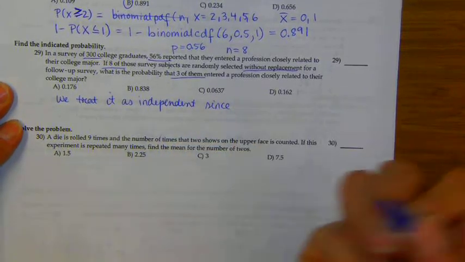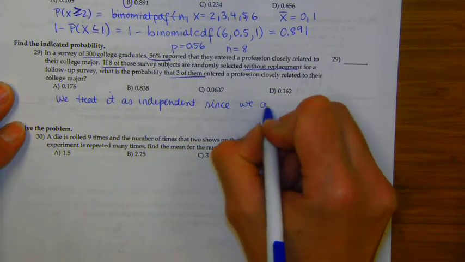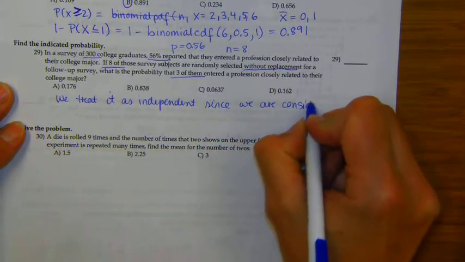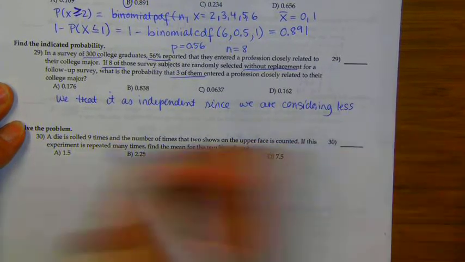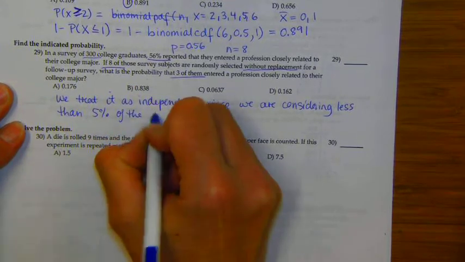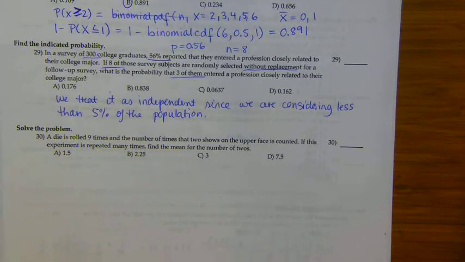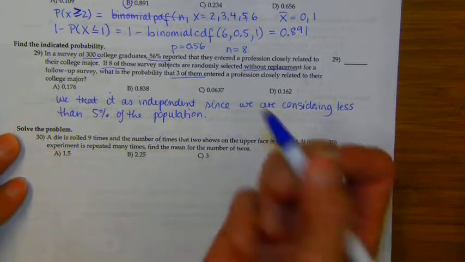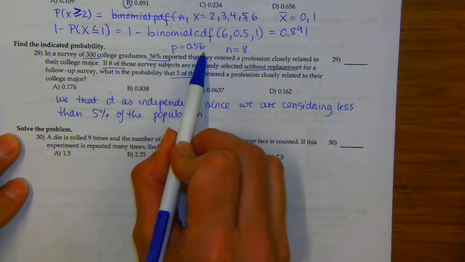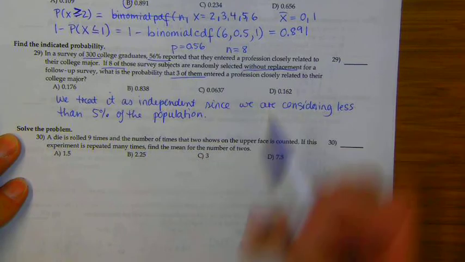Since we are considering less than 5% of the population, we can use our binomial distribution. If we didn't have those independent events and those independent probabilities, then we could not use the binomial distribution to describe it. So we have the probability of 0.56, and we have a sample size of 8, or our N is equal to 8.